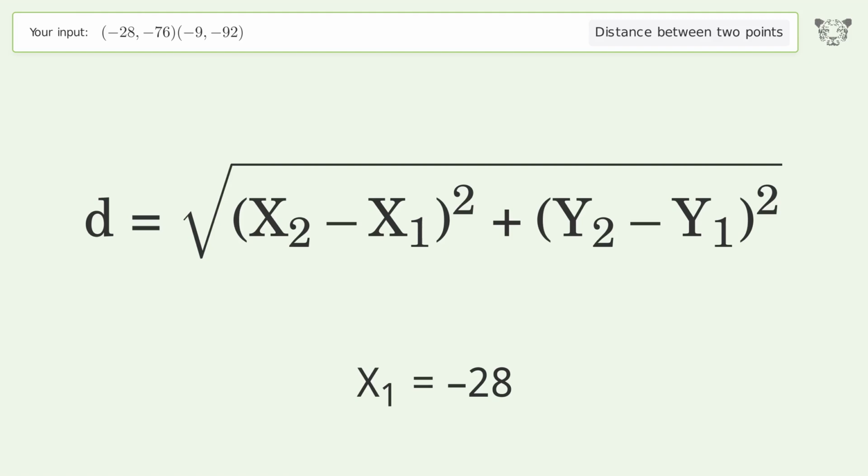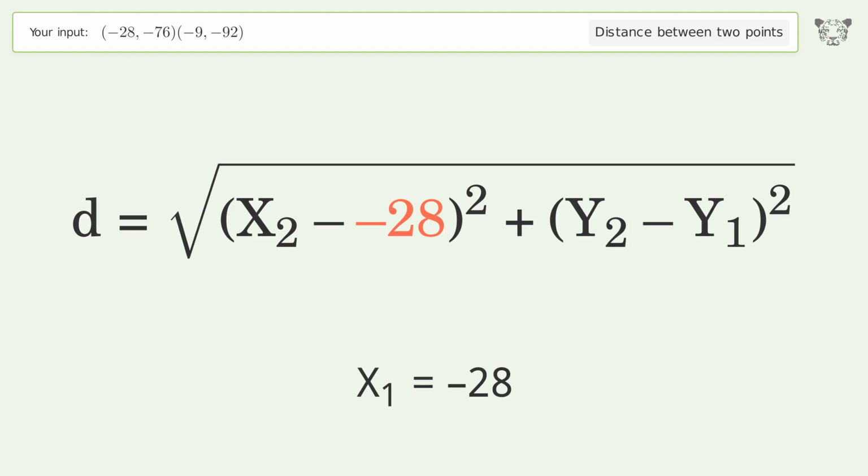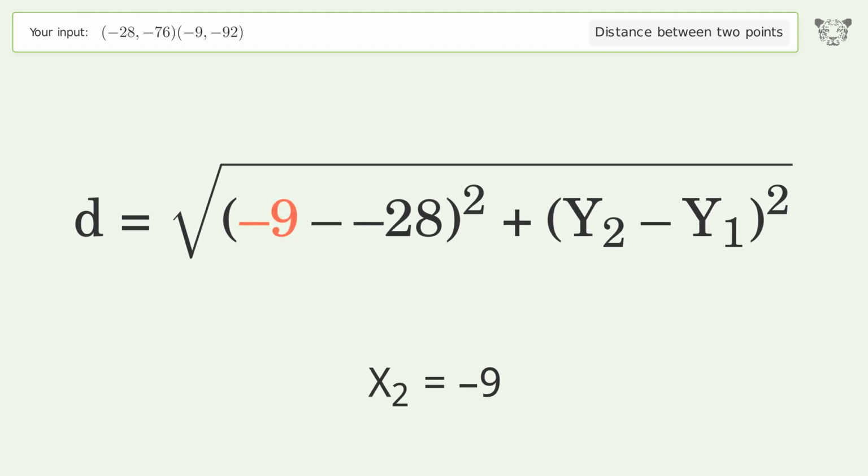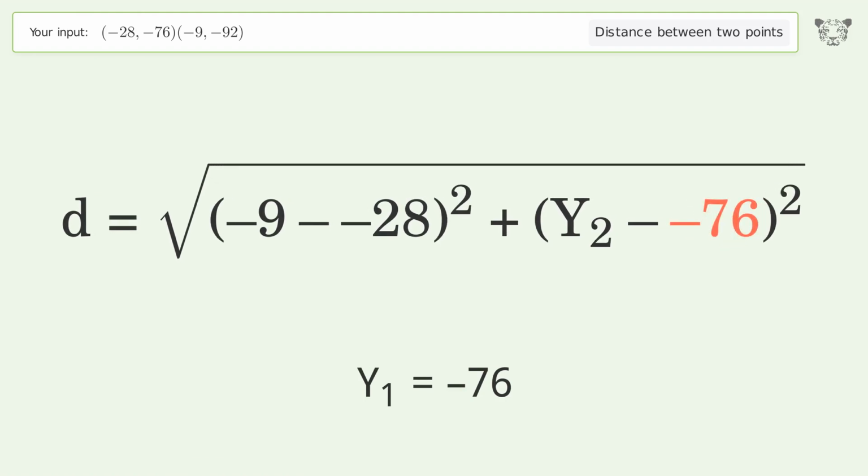x1 equals -28. x2 equals -9. y1 equals -76. y2 equals -92.